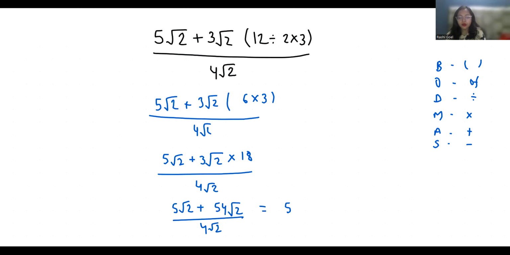We will cancel out √2 with √2. So 59 by 4 is the correct solution.